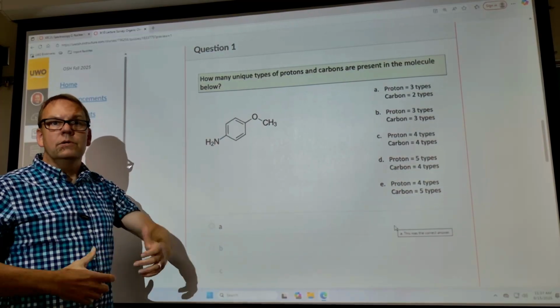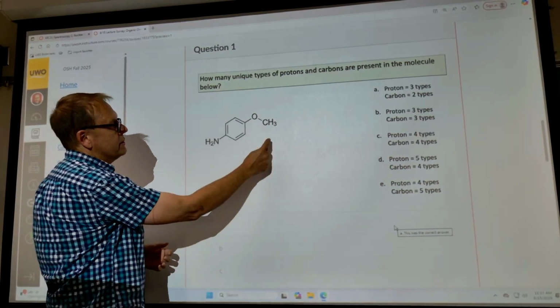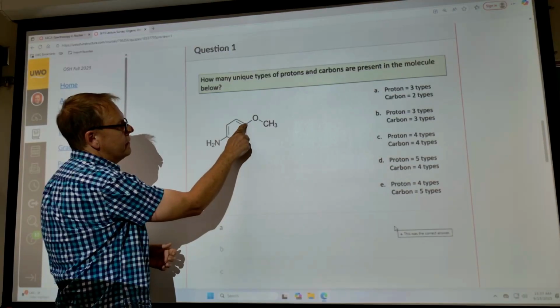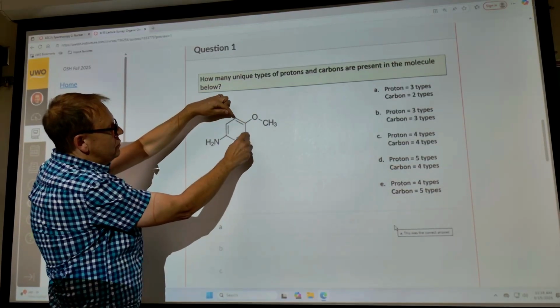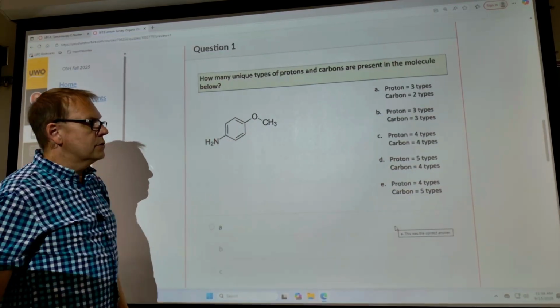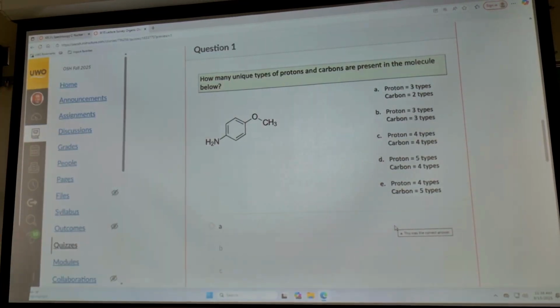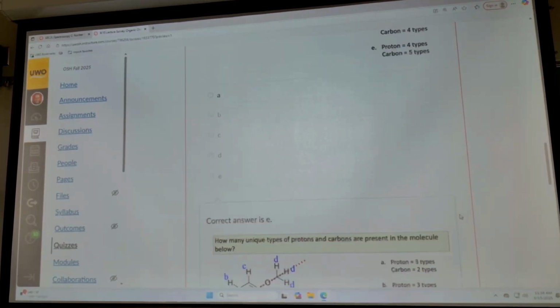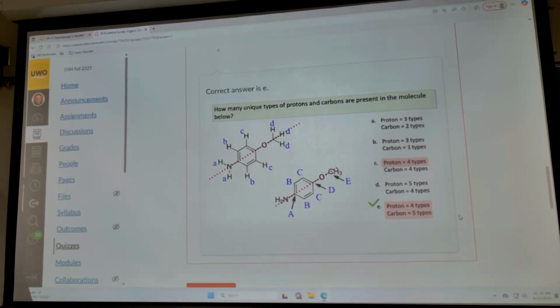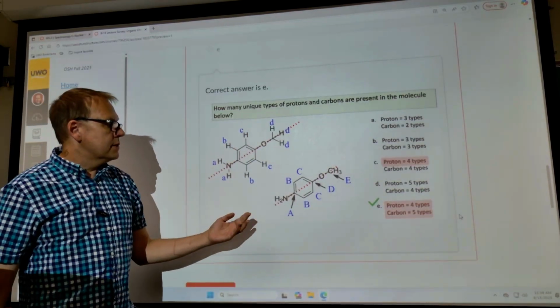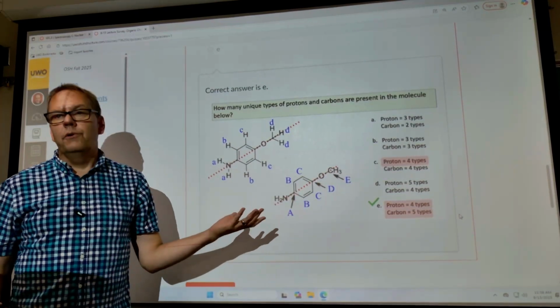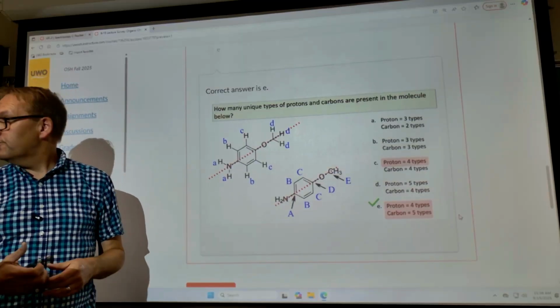For carbon types, you can do a similar thing. You can count carbons. That's one unique kind of carbon. That's another type. So that's 1, 2, 3, 4, 5. So 4 types of protons, 5 types of carbons. And I have this diagrammed in the solution where I'm showing the protons with the lowercase letters and the carbons with the uppercase letters. So hopefully that makes sense, and hopefully you got the right answer.